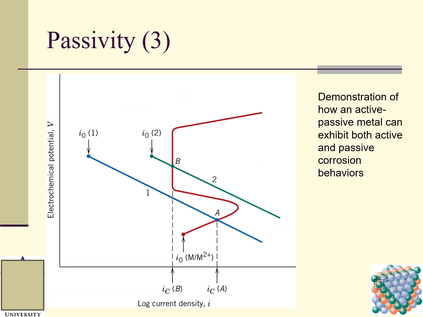And then we talk about how an active passive metal can exhibit both active and passive corrosion behavior. So here is the electrochemical potential V. This is I0, for case one. This is case two. This is log current density. If we have this I here, it goes here and comes to this. This is the curve. This is a straight line, and this one is also a straight line.